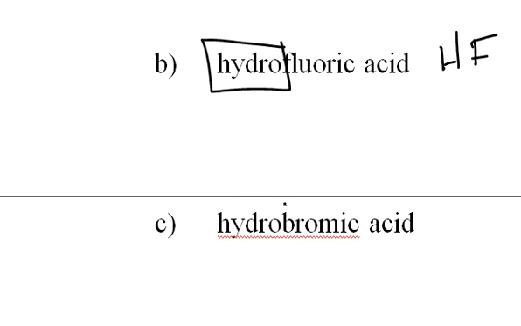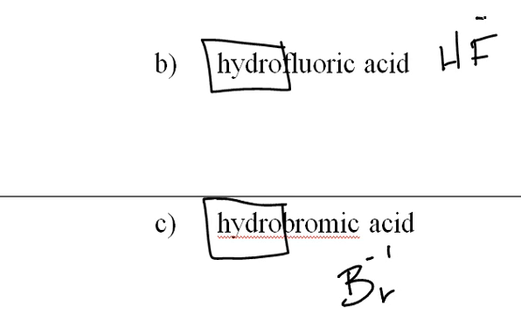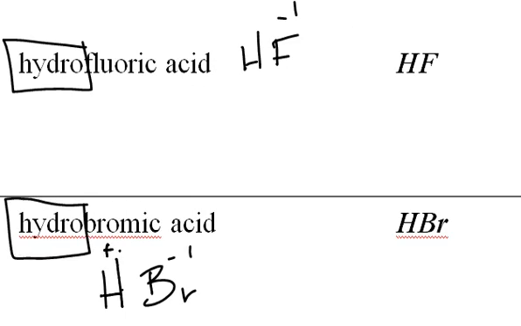All right, hydrobromic. Again, recognizing that we have hydro. So bromine, and it has a -1 charge. Sorry, the fluorine had a -1 up there. So we need 1 hydrogen. So HBr.